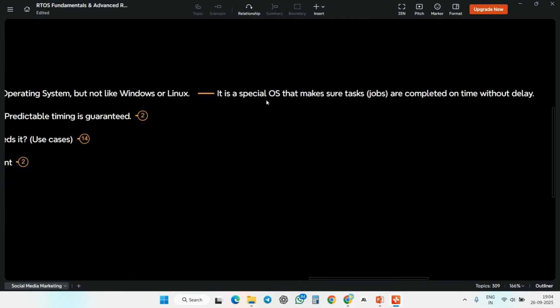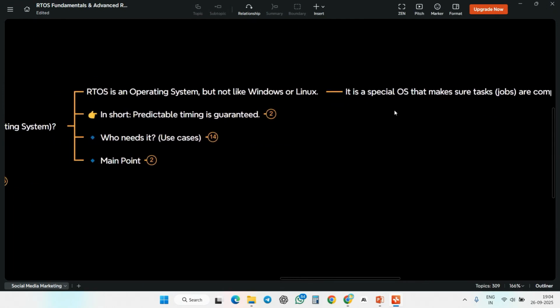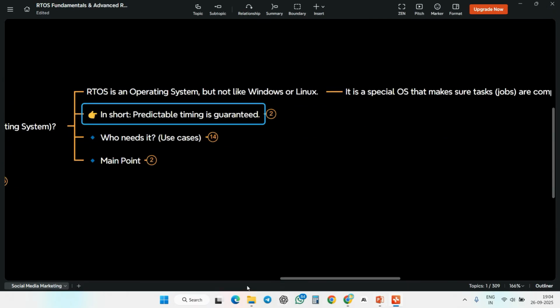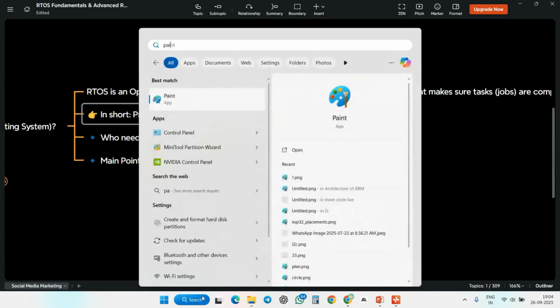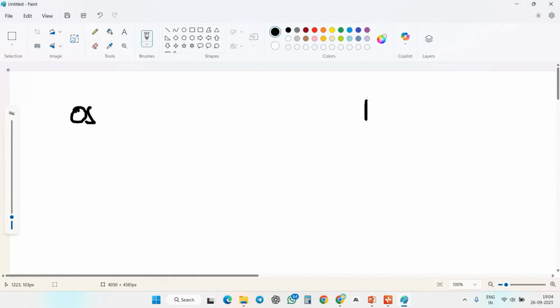But if you look at the real-time operating system, it is a special operating system. All the tasks are completed on time without any delay. That is the main thing you must understand in the real-time operating system. In short, what we call predictable time is guaranteed. Now we are going to see the comparison: what is the difference between an operating system and RTOS, that means the real-time operating system?